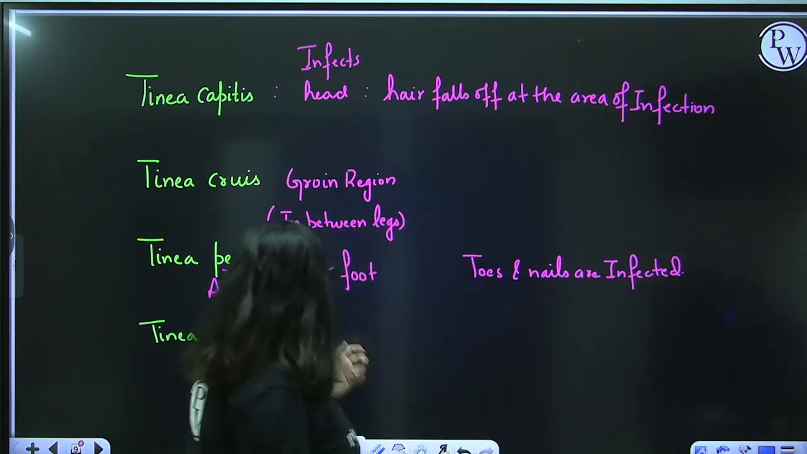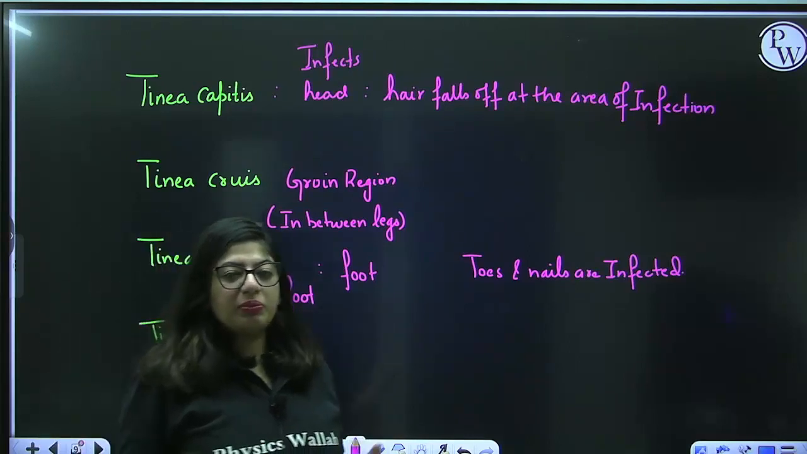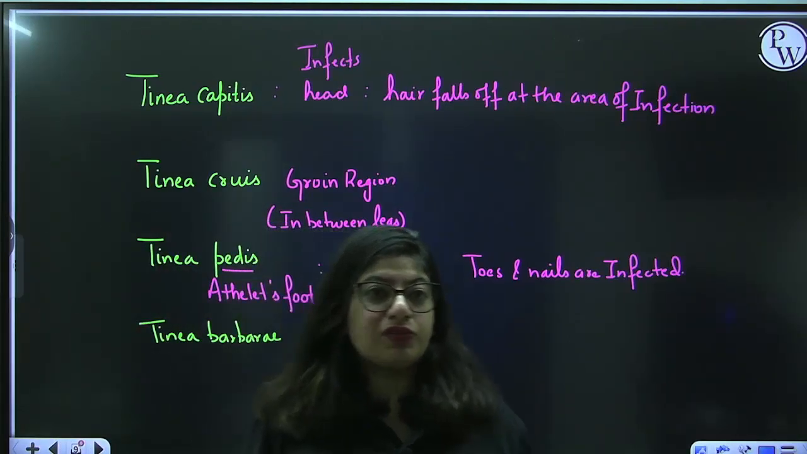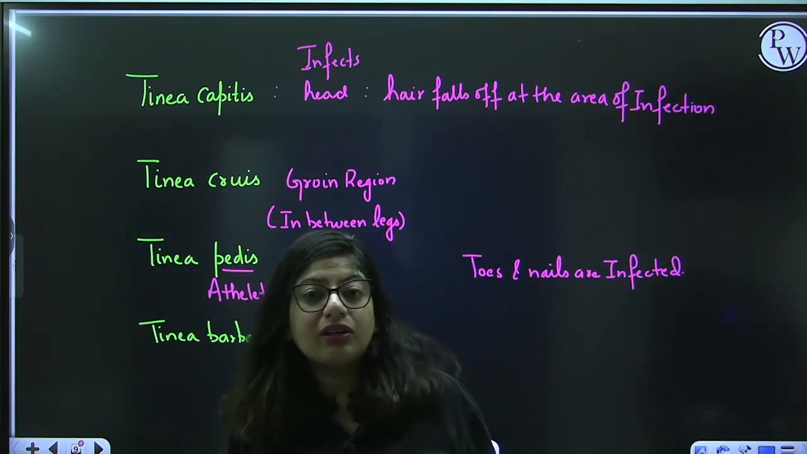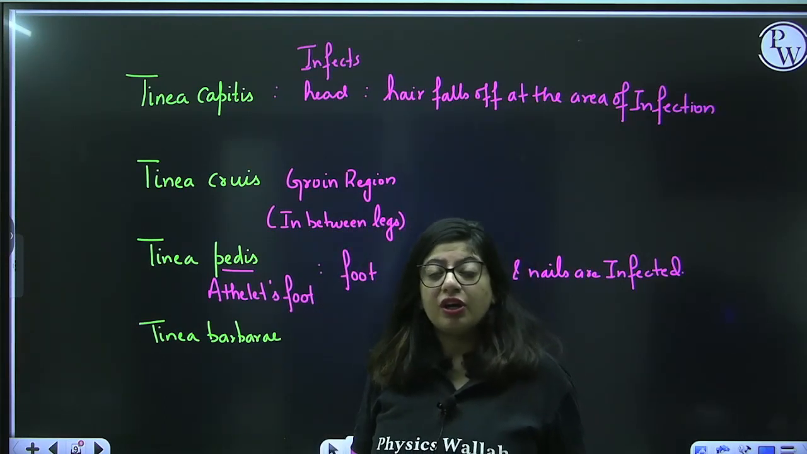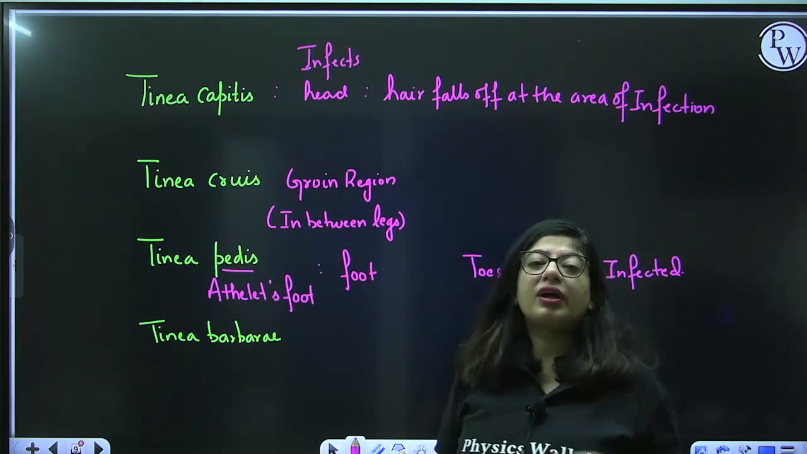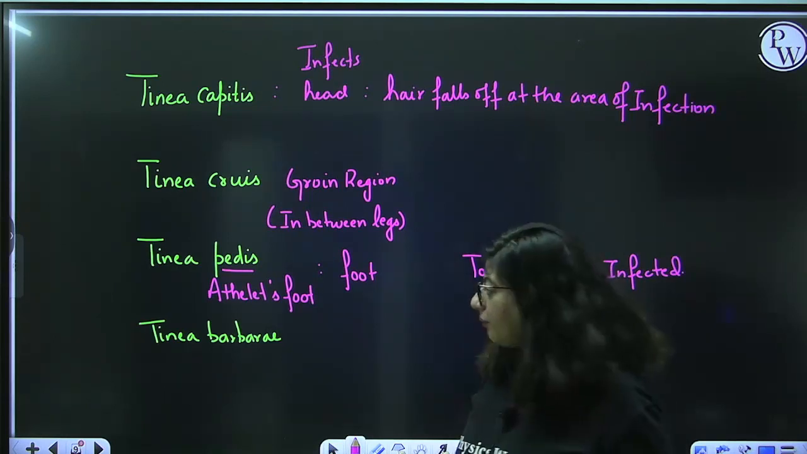Why is it known as athlete's foot? Because sports people wear a pair of shoes and a pair of socks for the entire day, playing in the dirt, having sweat and warm conditions. So they are more prone to get infection in their toes and nails, right?